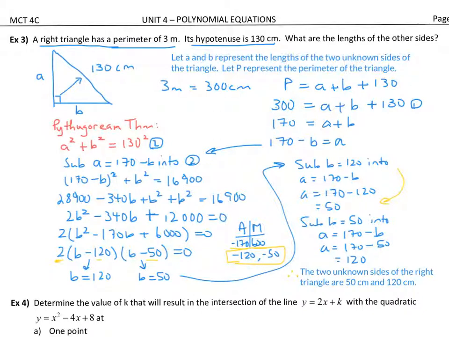All right, determine the value of k that will result in the intersection of the line y equals 2x plus k with the quadratic y equals x squared minus 4x plus 8 at 1 point and at 2 points. If you want to think about that one, this one's not as difficult in terms of modeling or setting up. Really what we want to do is have my two equations, equation 1 and equation 2. The line can be equation 1 and the parabola can be equation number 2.